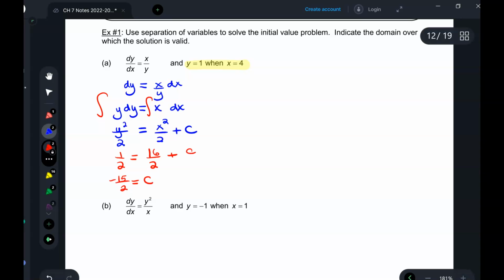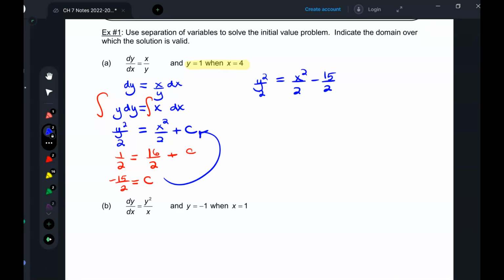Now we go back to our y squared over 2 equals x squared over 2. Replace the plus c with the minus 15/2. And the last step is now we just want to isolate y. So we have, right, we can get rid of all the 2's. So y is going to be plus or minus the square root of x squared minus 15.